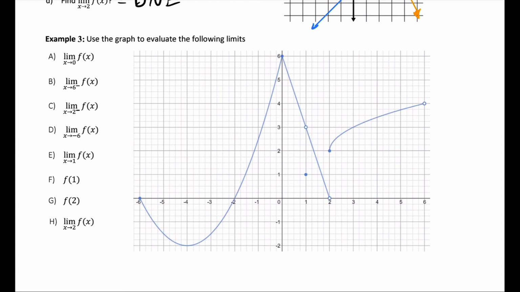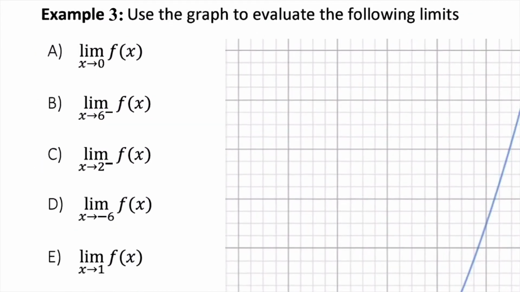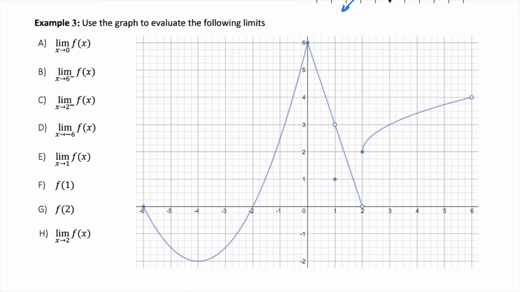So x equals 0. No pluses and minuses, right? There's no pluses and minuses at the 0. It's just 0. So we have to come from the left side and we have to come from the right side. Mine is blue. Yours isn't because it didn't color copy, but it's the same graph. So I'm coming from the negative side. As I get closer to x equals 0, what y value am I approaching? 6. Good.